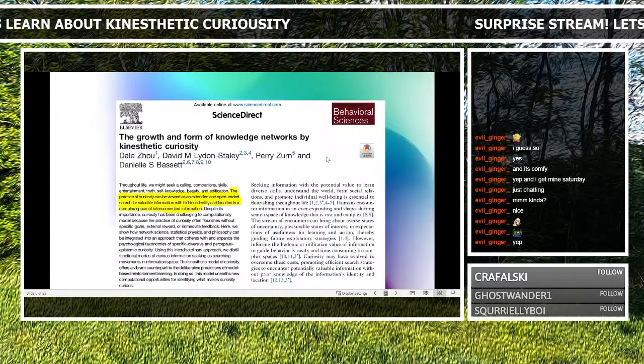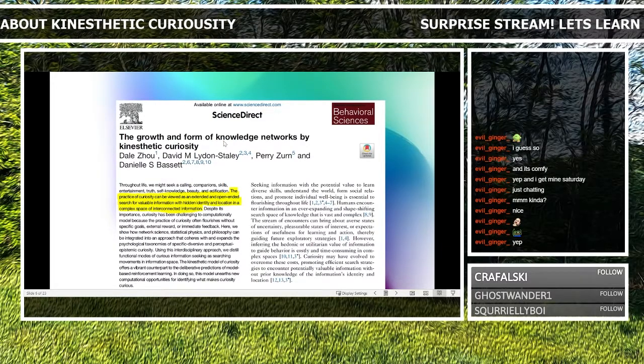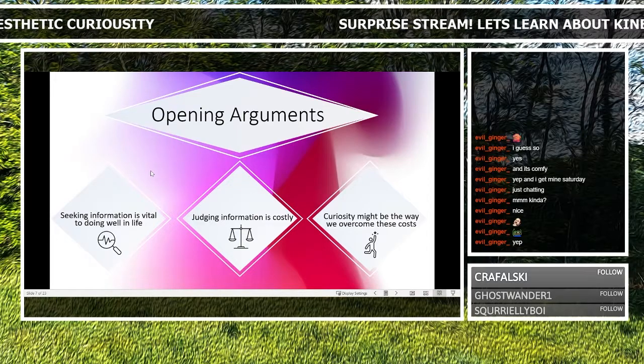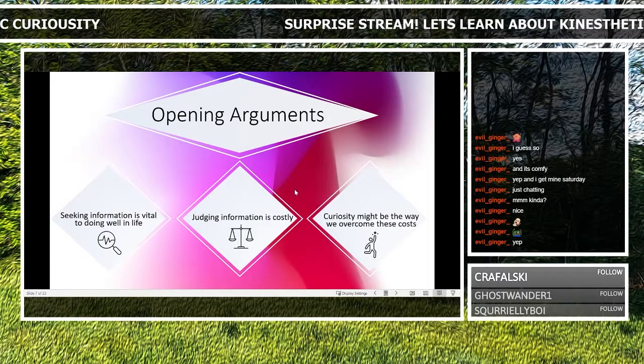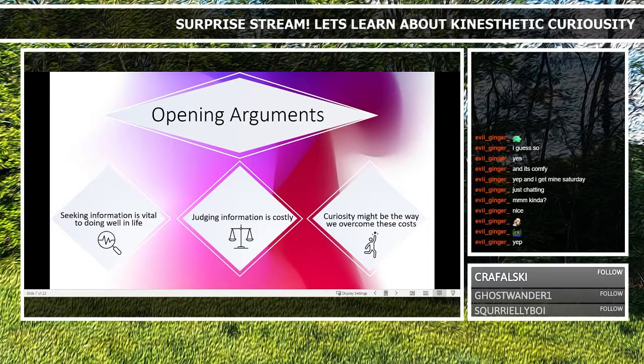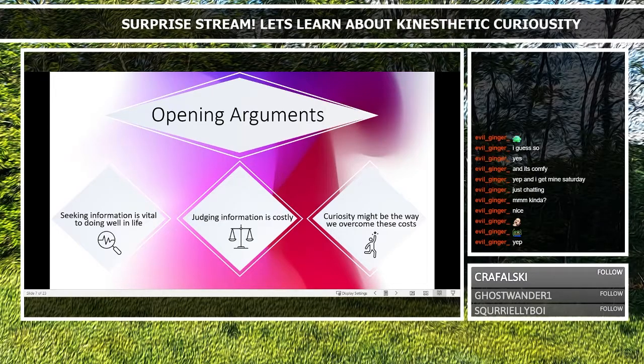We're talking about a paper called The Growth and Form of Knowledge Networks by Kinesthetic Curiosity. And one of their opening arguments is seeking information is vital to doing well in life. And I think that's easy enough to get behind. However, judging information is very costly. So when you look up something, say you just want to look up food near you, and you want to look for Chinese food. Say there's like 5 different Chinese restaurants near you. You have to judge which one you want to go to, and that's costly.